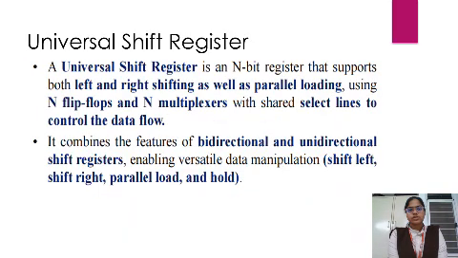Universal shift register, the final register. A universal shift register is an n-bit register that supports both left and right shifting as well as parallel loading, using n flip-flops and n multiplexers with shared select lines to control the data flow. It combines the features of bidirectional and unidirectional registers, enabling versatile data manipulation like shift left, shift right, parallel load, and hold.